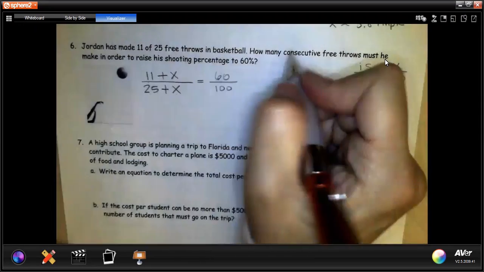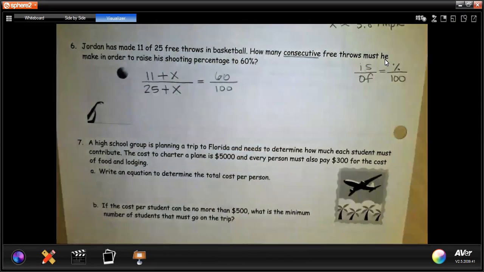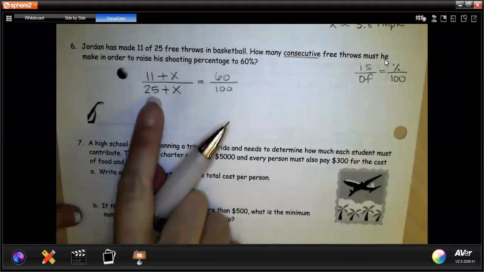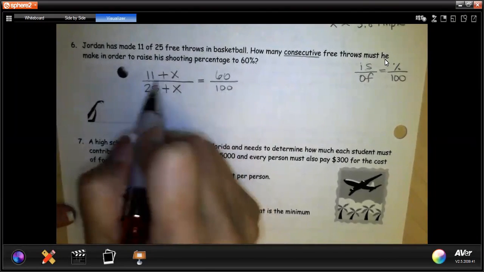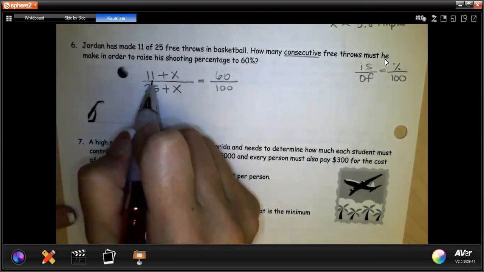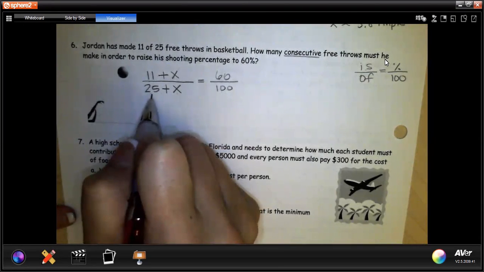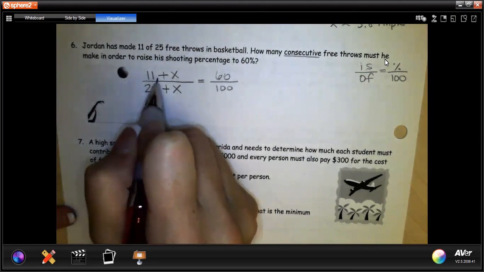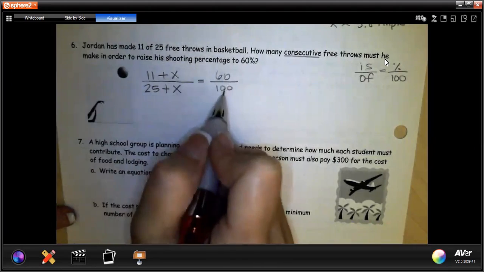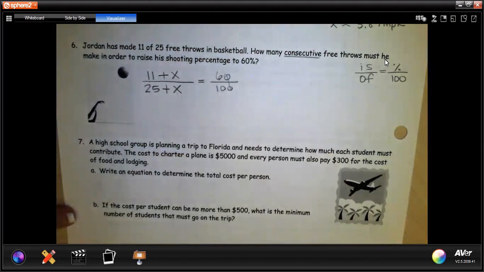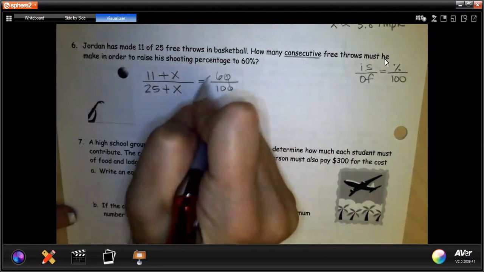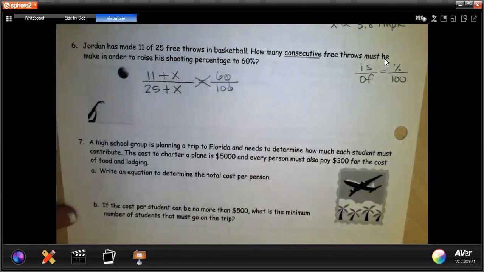The reason why we could set this up also is because it says consecutive free throws. Because if he missed some, then we would have to know that so that we can add it to the bottom. But he's going to make all of them. So we're adding that to the amount he's thrown. Since he's shooting them, we're adding that to the total because this is our part over whole equals percent over 100. Now I would go ahead and reduce that to 6/10 just to make the math better. And then I would cross multiply.